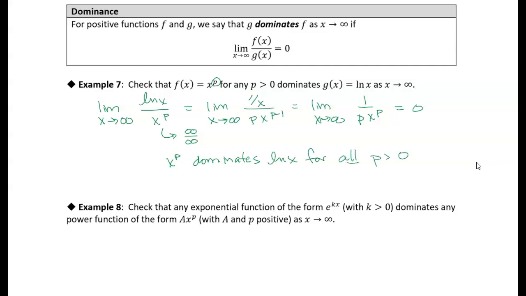p greater than 0. Which isn't surprising for a p-value of 2 or 3 or 4, but it is sort of surprising for really small values of p, like 0.000001. Eventually, that is going to dominate the natural log function. So it doesn't matter what p-value we choose. As long as it's positive, it's going to dominate the natural log function. It's just kind of an interesting result.